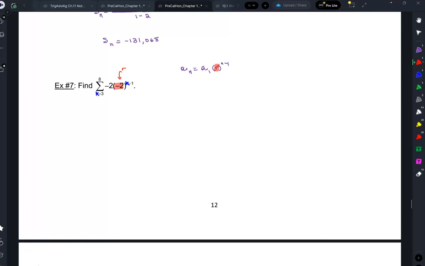And this negative 2, that's the first number. Okay, so now let's see how much n is.